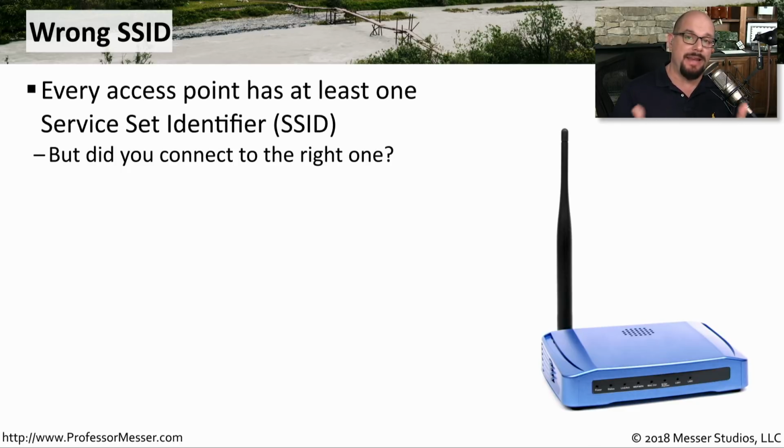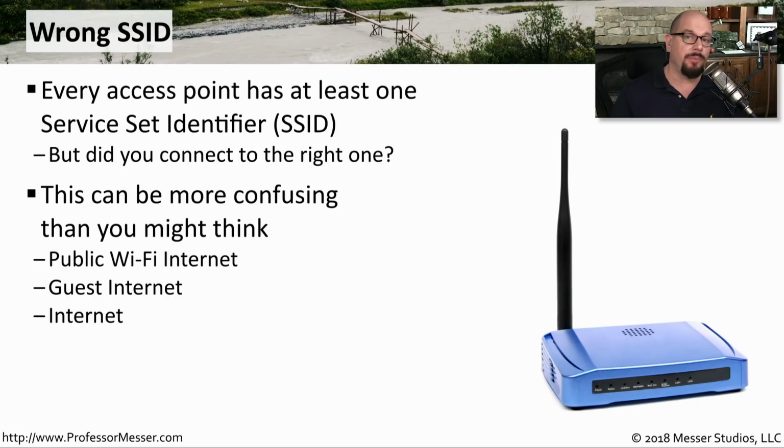This designates the name of the wireless network that we would be connecting to. And if this is on your corporate network, it may be very obvious what SSID is associated with your particular network. But sometimes this can be a challenge. You might bring up a list of available networks, and it may be the public Wi-Fi internet, the guest internet, or the internet SSID. Which one do you connect to?